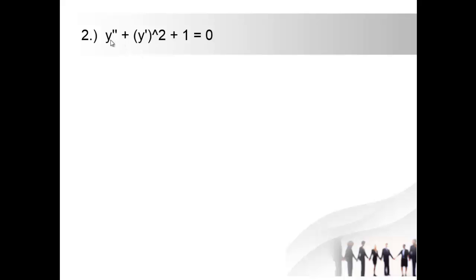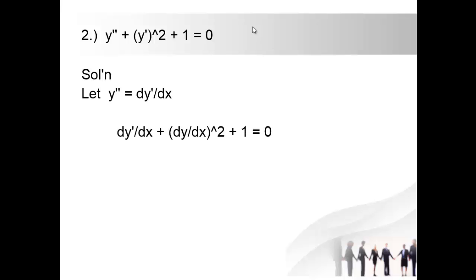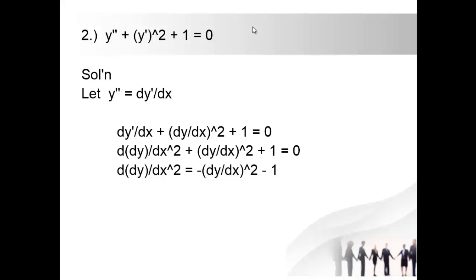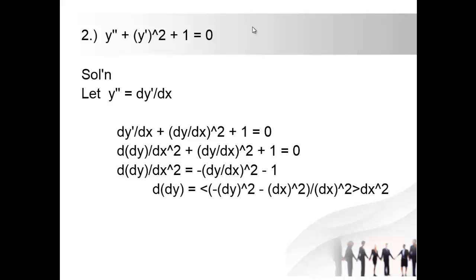Our second question is y double prime plus y prime squared plus 1 equals 0. Solution. Let y double prime be equal to dy prime over dx. It will result to dy prime over dx plus (dy over dx) squared plus 1 is equal to 0. So manipulate it, transpose it to the other side, (dy over dx) squared is equal to negative dy prime over dx minus 1.